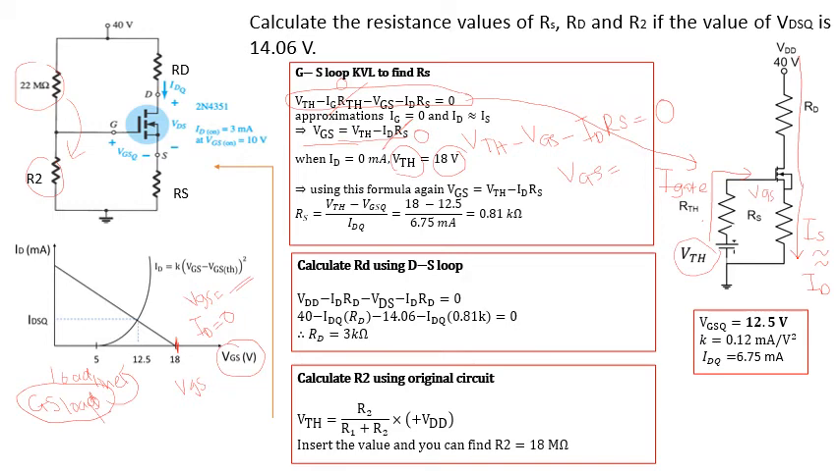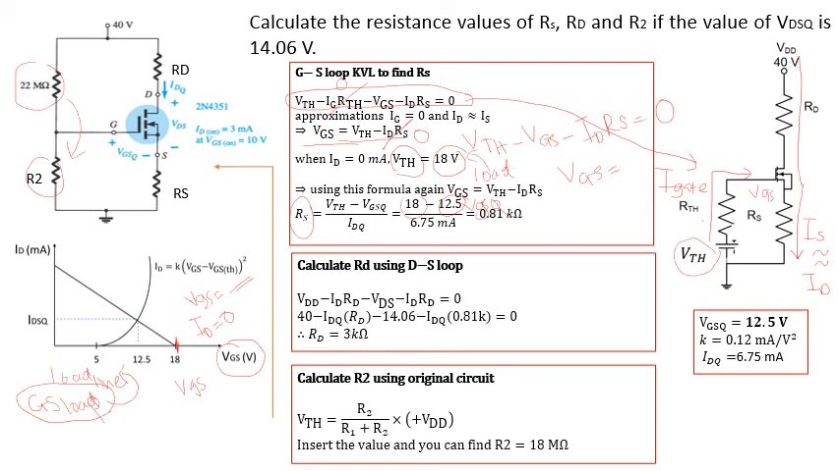Alright. Using the formula of the VGS again, now we already have the value of the VTH. So we just insert the VTH, which is 18, in the GS loop. Meaning that whenever you want to find the value of the RS, or any parameter of the circuit, you have to use the VGSQ. Just now, we wanted to draw the load line.